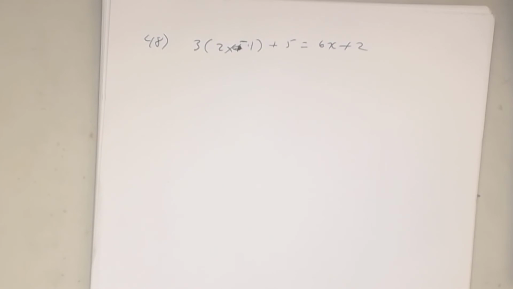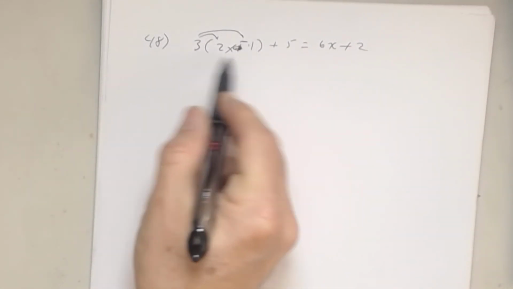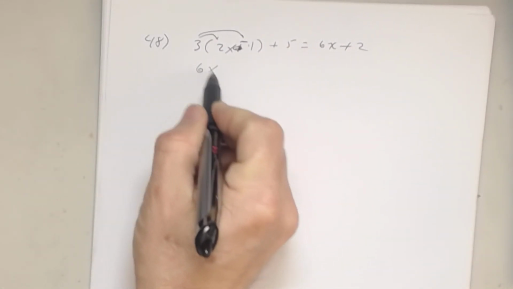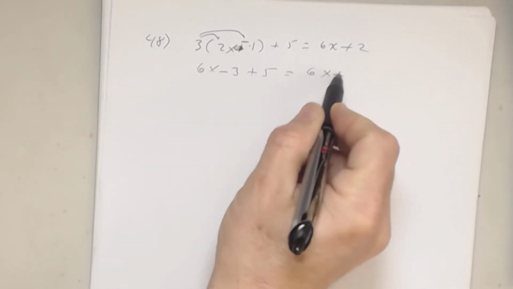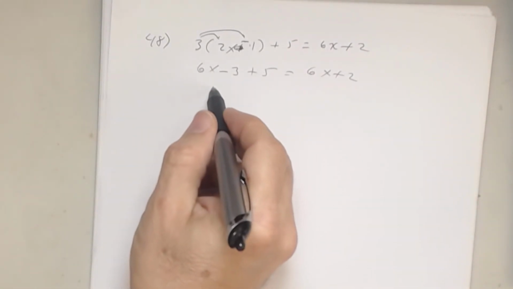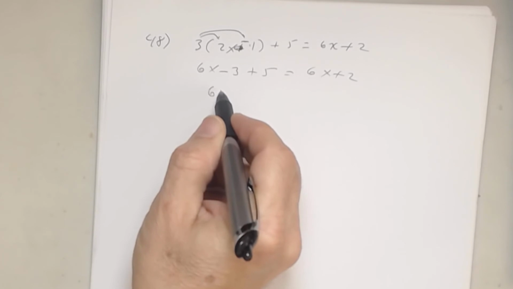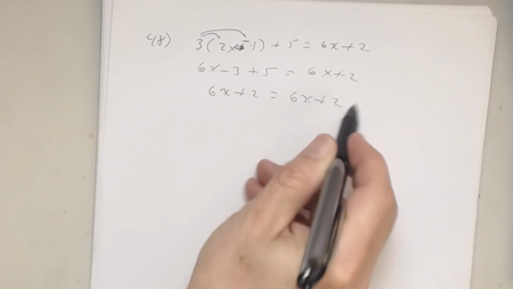Okay, what's the first step? Distributive property. So if I distribute the 3, what do I end up with over here? Then plus 5, right? Equal, and then 6x plus 2. Y'all agree? Okay. What's the next step? You combine your like terms. So what do I get? 6x plus 2. Equal. All right, so that's where I'm at.